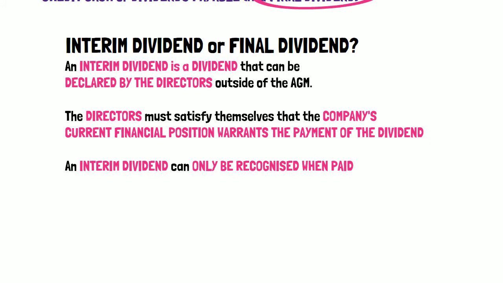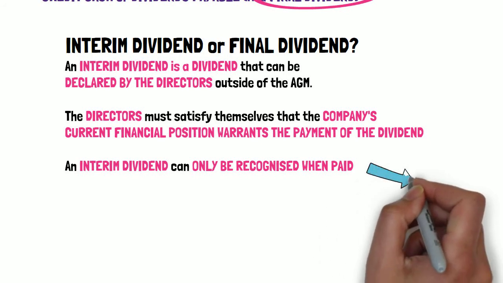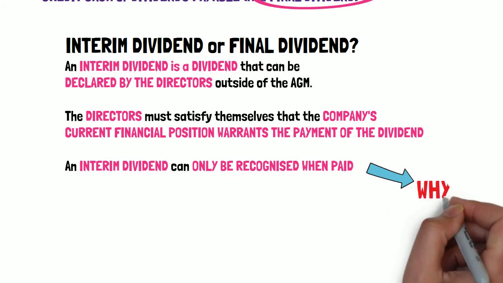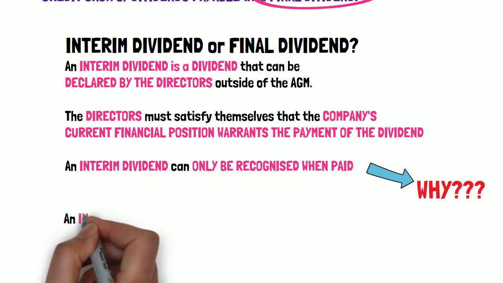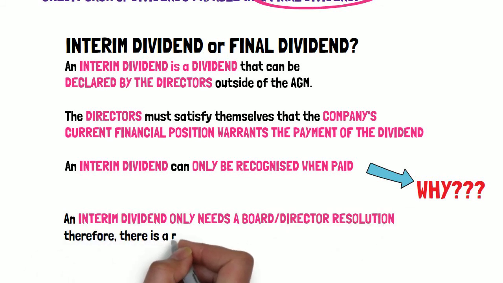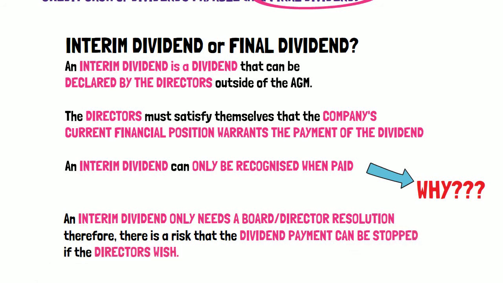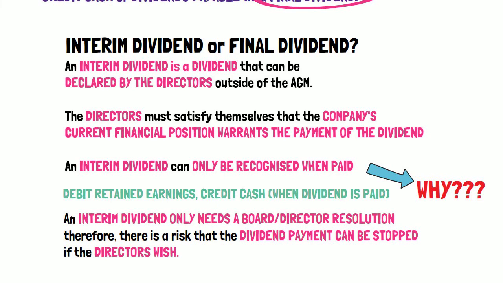Now, in this scenario, an interim dividend can only be recognized when it's been paid. That is because it's just a director's resolution. There is a risk that the dividend payment can be stopped by the directors at any point. It is not virtually certain that this is going to occur, and therefore, it cannot be recognized on declaration. It has to be recognized when it's paid. So for interim dividends, you will go debit retained earnings, credit cash on the date that the dividend is paid.